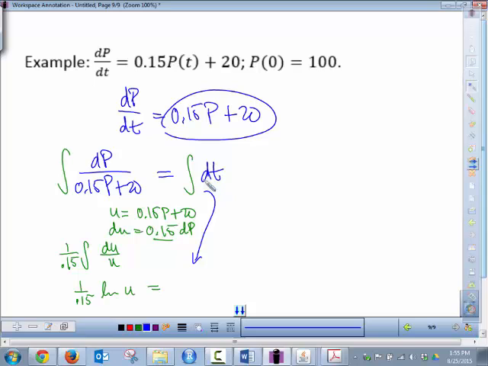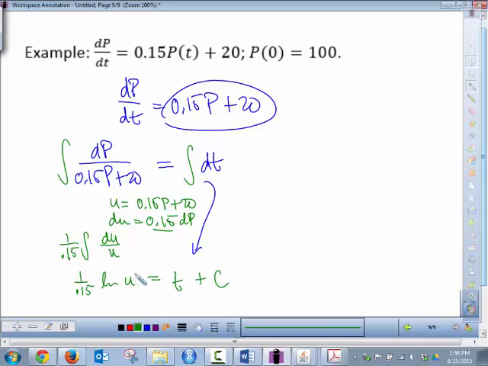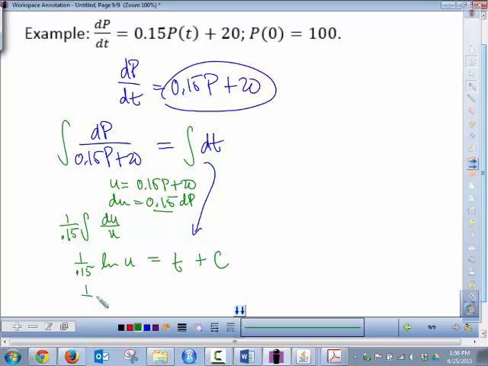And the antiderivative of dt is what? Is t. And this is where we want to start throwing in the constants. I guess we're not quite done yet because I want to replace everything back with a P in it. So let me take that one more step.